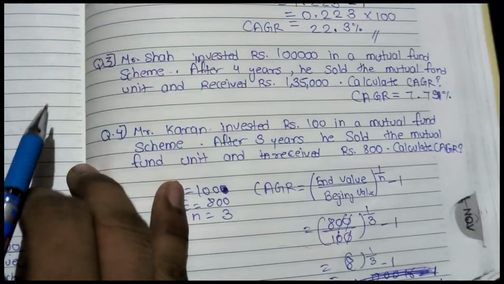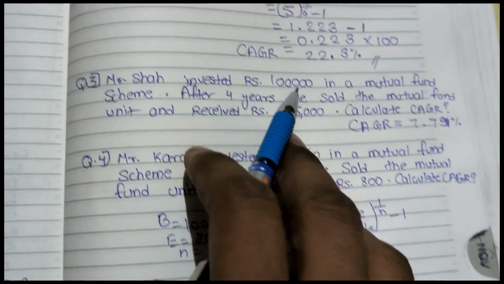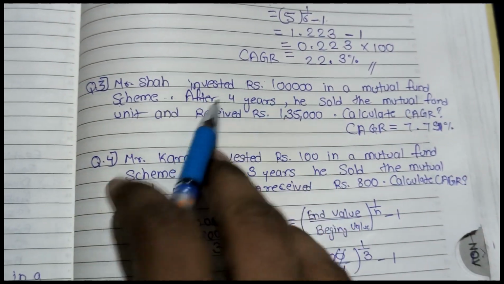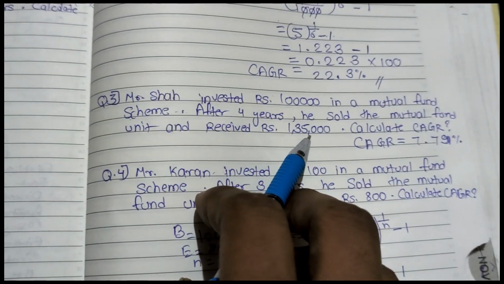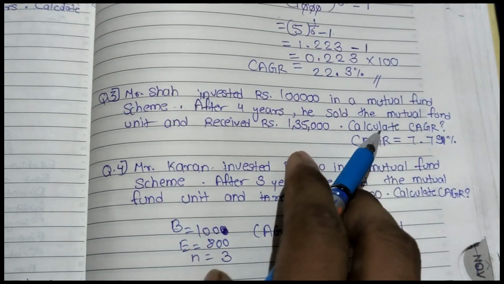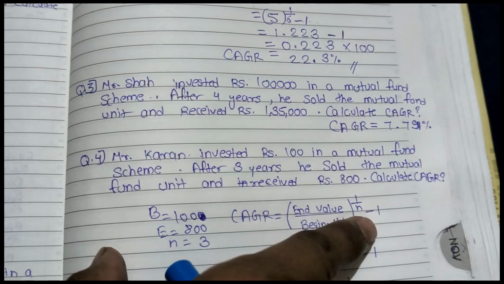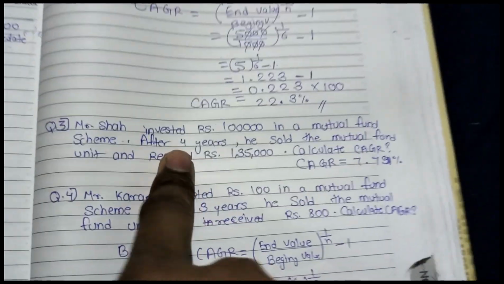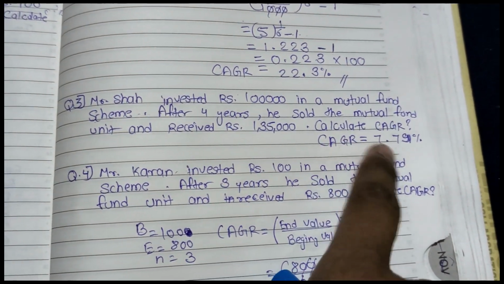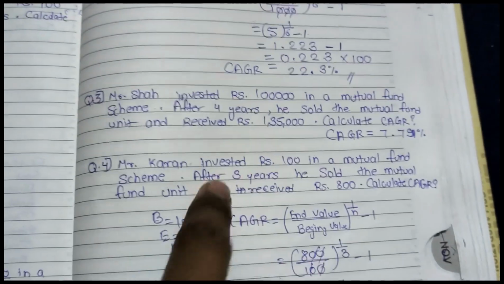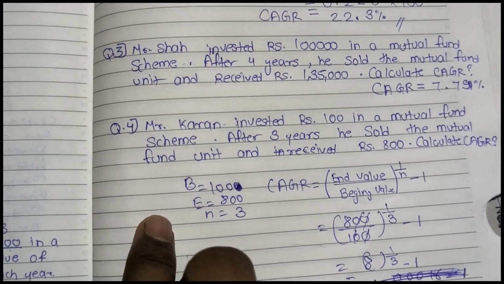One more thing, I have given you a question, question number 3. Mr. Shah invested rupees 1 lakh in a mutual fund scheme. It is the beginning value. After 4 years, which is the number of years, he sold the mutual fund unit and received rupees 1,35,000. It is the end value. So calculate CAGR. Use this formula: CAGR equals end value divided by beginning value, raised to 1 divided by n, minus 1, with n equal to 4. Calculate the CAGR and reply in the comment section whether you got the answer or not. The final answer: CAGR is equal to 7.7911%.